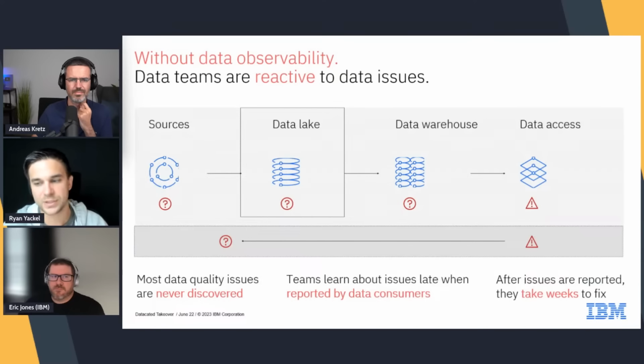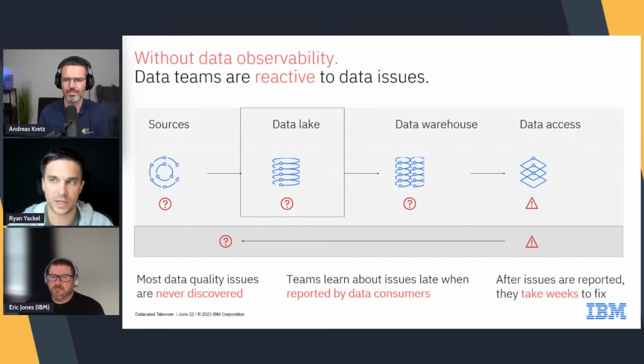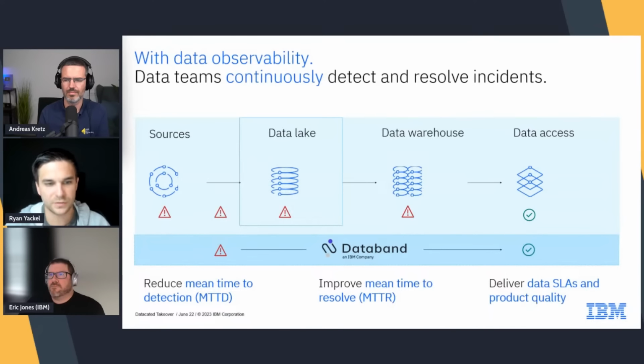So a lot of times when this happens, there are data quality issues that are never discovered. You have teams that are alerted by the data consumers, like we talked about just now. And then the issues take a long time to fix, about weeks to resolve if they're caught so late in the process. With data observability, going to that proactive, more continuous approach with the sensors around the car, if you have sensors within your modern data stack and you're able to detect these things, you can detect them earlier, resolve them faster, and ultimately deliver on your data SLAs.